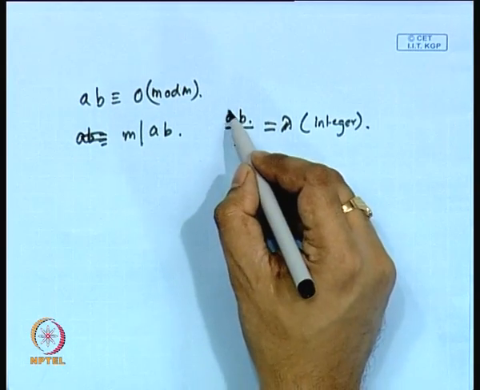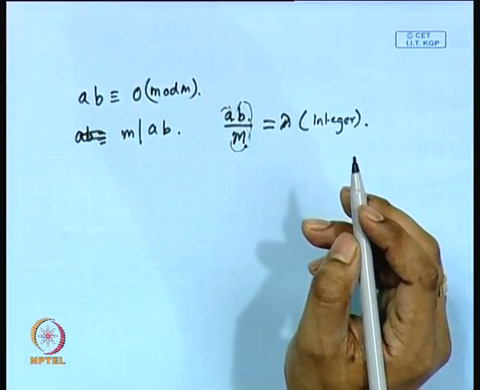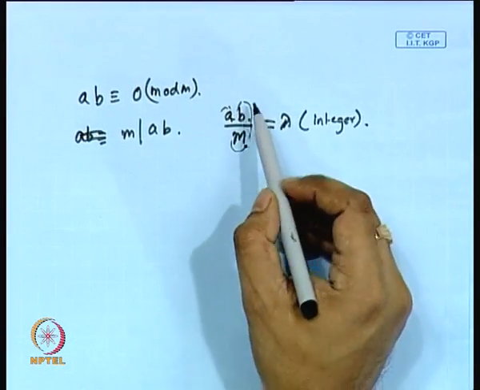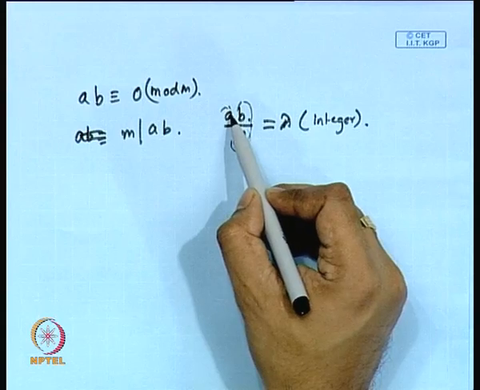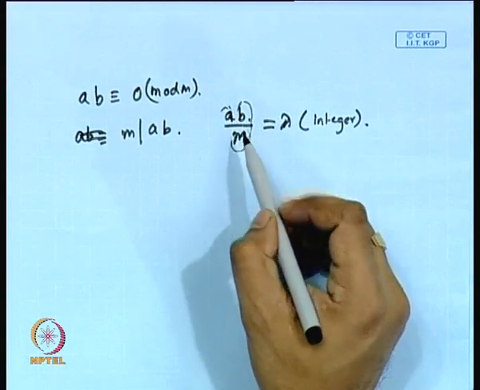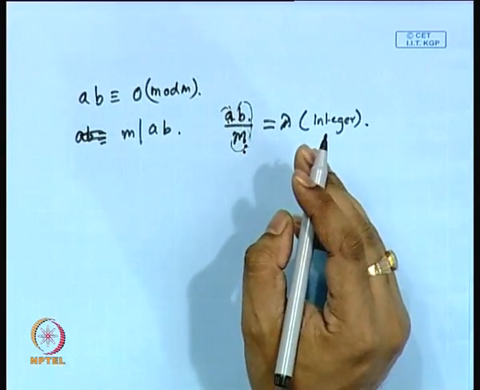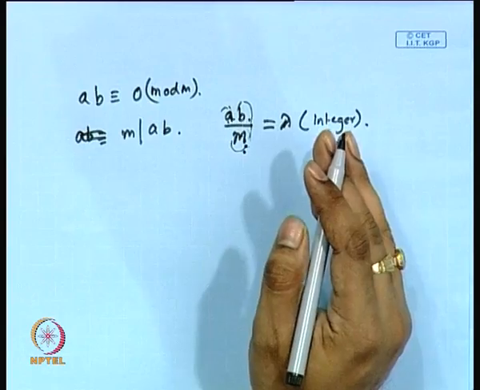Therefore a by m is not an integer, and b by m is not an integer. So that means there should be a cancellation between a and m, and the GCD of a and m should be something between 1 and m. So it is neither 1 nor m.